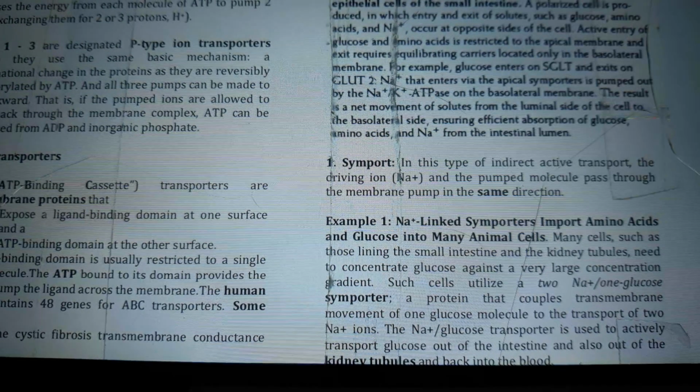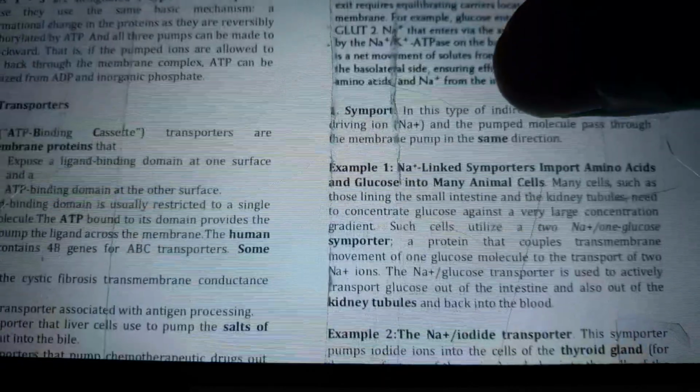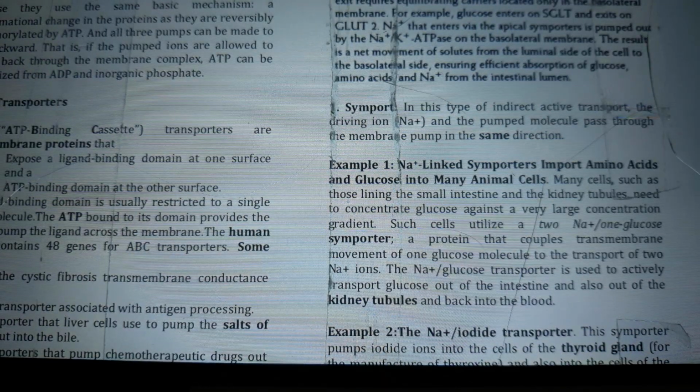In this diagram, the localization of transport systems to different regions of the plasma membrane of epithelial cells of the small intestine is seen. A polarized cell is produced in which entry and exit of solutes such as glucose, amino acids, and sodium occur at opposite sides of the cell. Active entry of glucose and amino acids is restricted to the apical membrane, and exit requires equilibrating carriers located only in the basolateral membrane. For example, glucose enters on SGLT and exits on GLUT 2.